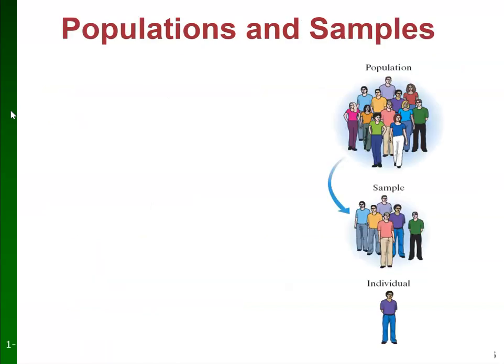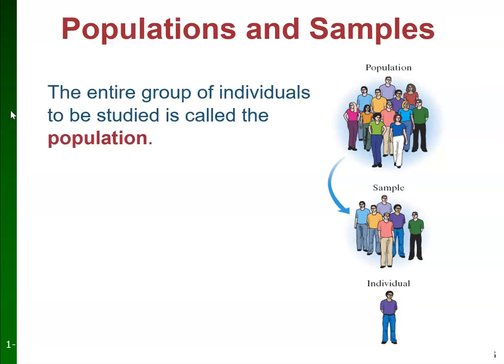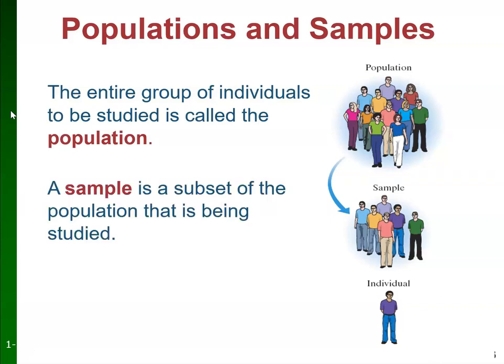We need to go over some basic terminology. We're going to start with populations and samples, since we'll talk about those a lot in this course. First of all, a population is an entire group of individuals that we want to study. Most of the time, we can't get information for an entire population, so instead of doing that, we look at a sample. A sample is a smaller subset of the population that we're trying to study.